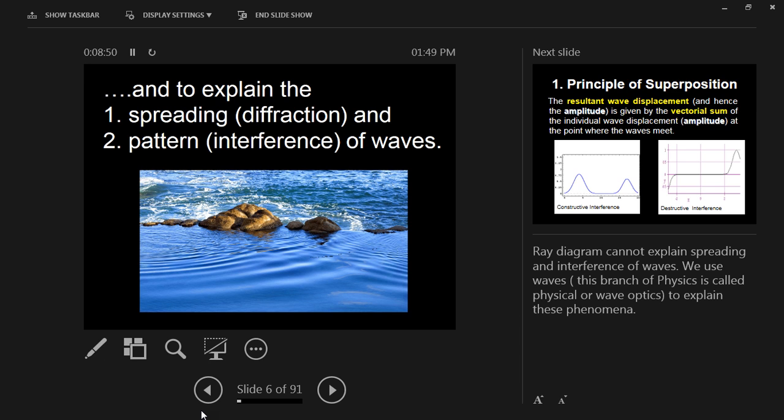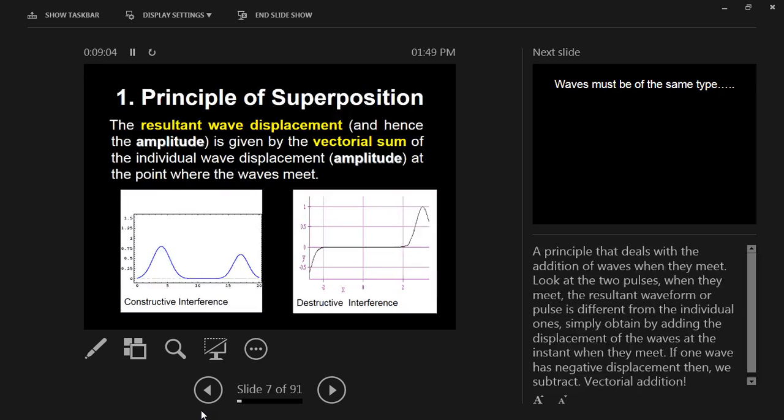So the waves spread out, and the pattern is called interference. This is what this chapter is all about. We'll be using superposition to explain spreading, diffraction, as well as the pattern that you form, interference of waves. Okay, so to start off with, let me tell you, in this chapter there are a lot of definitions, a lot.